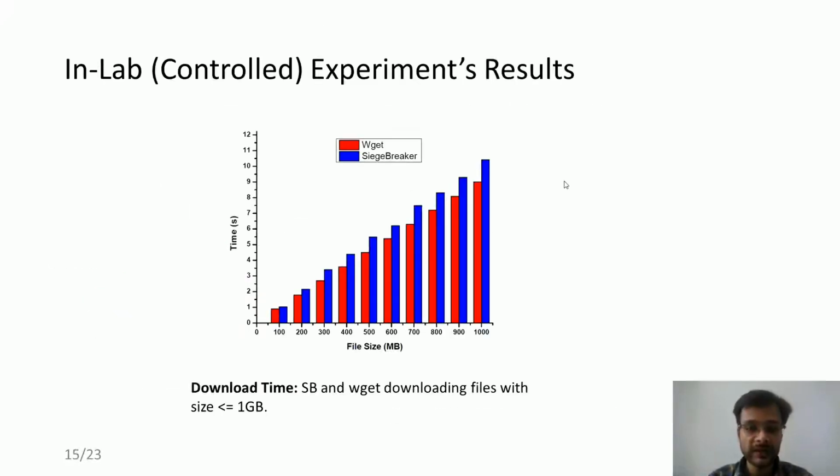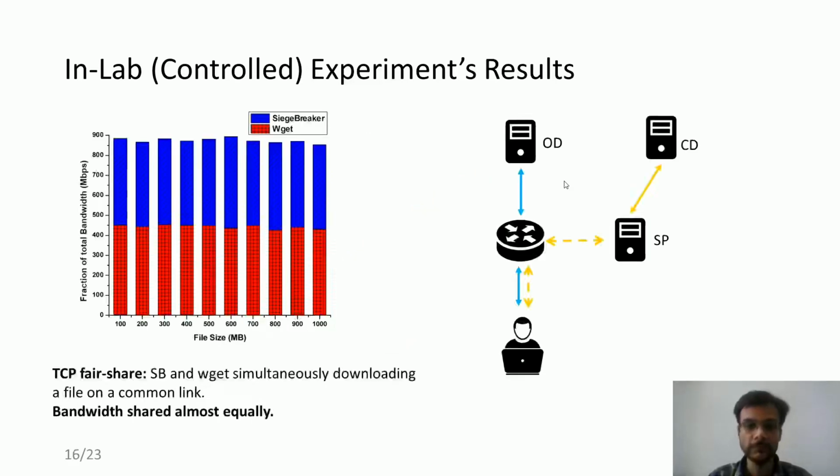As for the results, you can see that the first result shows the amount of time it took for SiegeBreaker to download a file of various sizes, starting from 100 MB going all the way to 1 GB. As you can see, the download time was comparable to direct downloads such as wget.